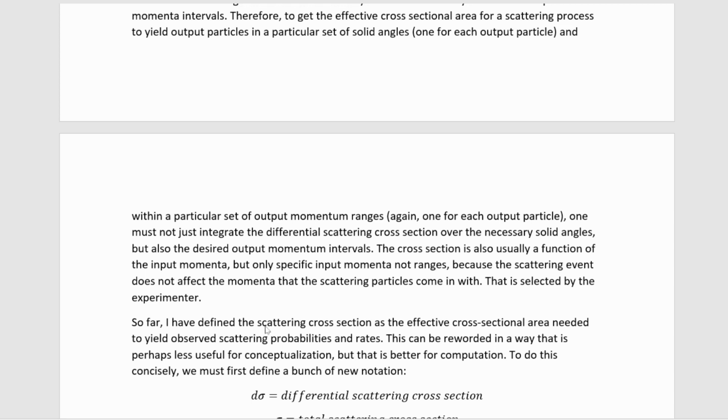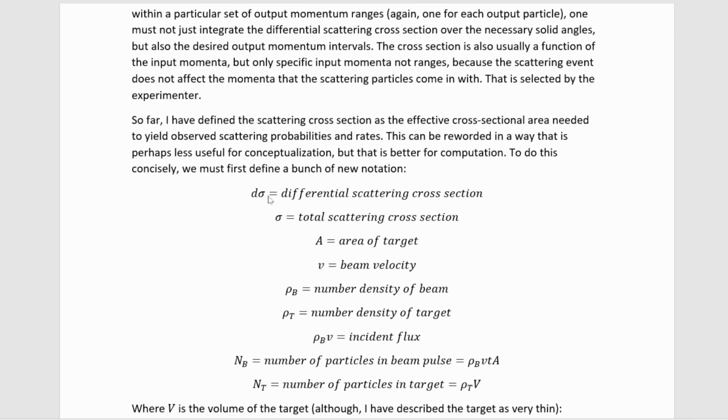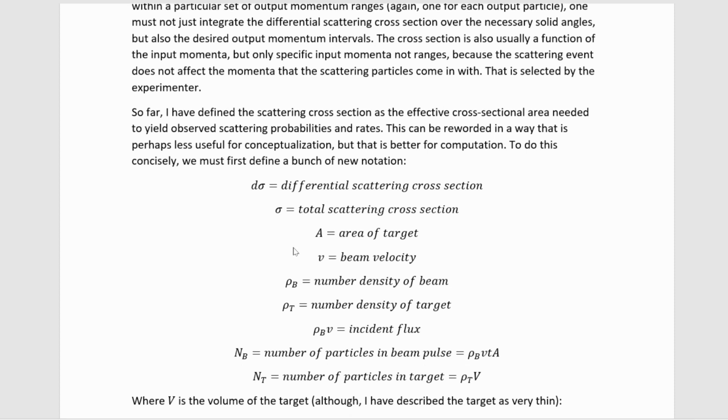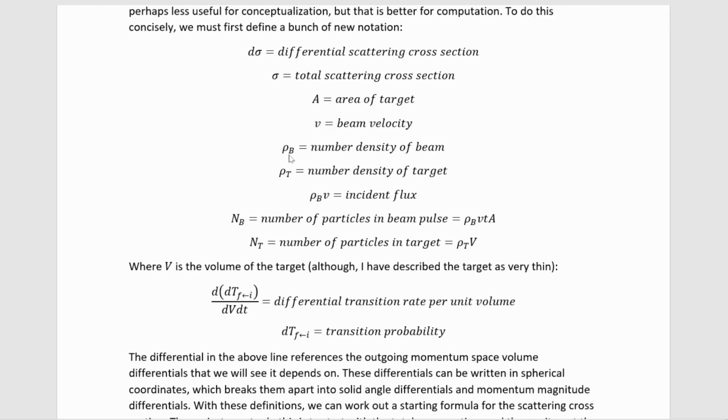So far, I have defined the scattering cross-section as the effective cross-sectional area needed to yield the observed scattering probabilities and rates. This can be reworded in a way that is perhaps less useful for conceptualization, but that is better for computation. To do this concisely, we must first define a bunch of new notation. I'll use this symbol to denote the differential scattering cross-section, this one to denote the total scattering cross-section, this to denote the target area. This little v will denote the beam velocity. Rho b will denote the number density of the beam. Rho t, the number density of the target. And rho b times v, of course, would just then be the flux.